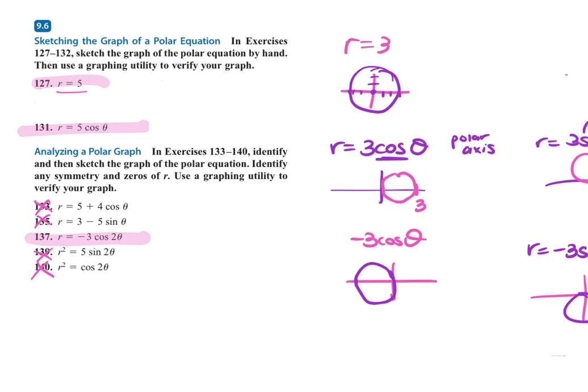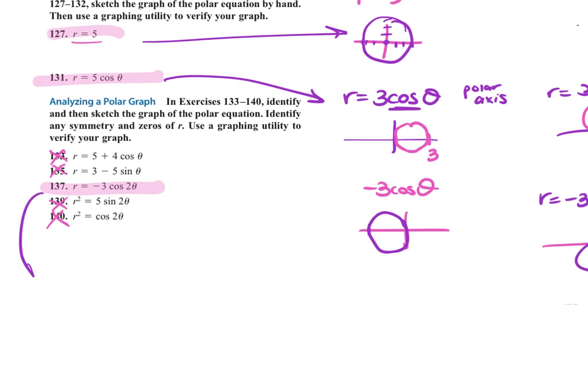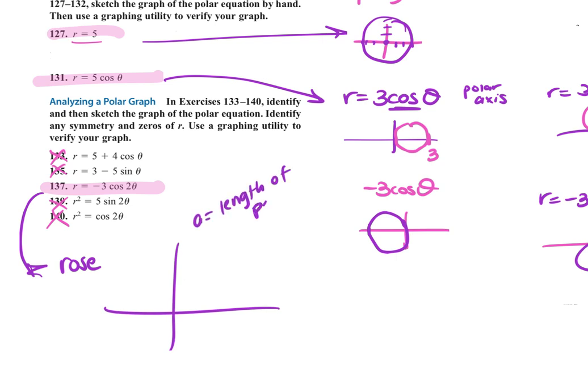So this is like 127, this is like 131. And then 137 would be your roses. So the roses, remember you do A equals the length of the petal, and N, which is the number next to theta. If it's odd, that is the number of petals. And if N is even, we double it.